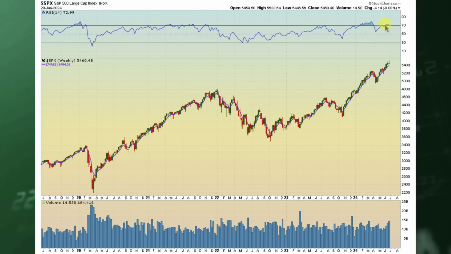Now, if we take a look at the weekly time frame to get a little bit more zoomed in here, I just wanted to call out that we do still have that negative divergence building in the S&P 500 weekly time frame, and we saw that happen right here.